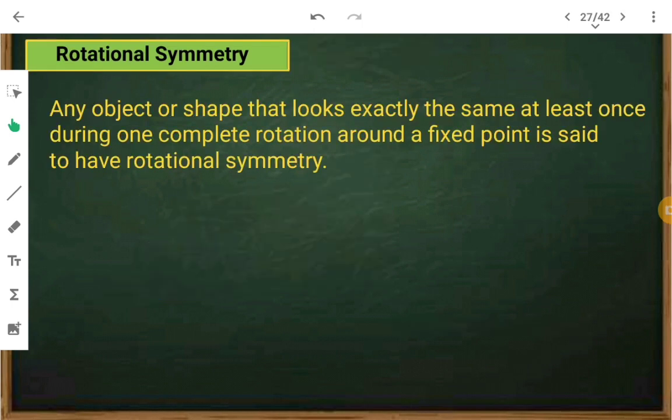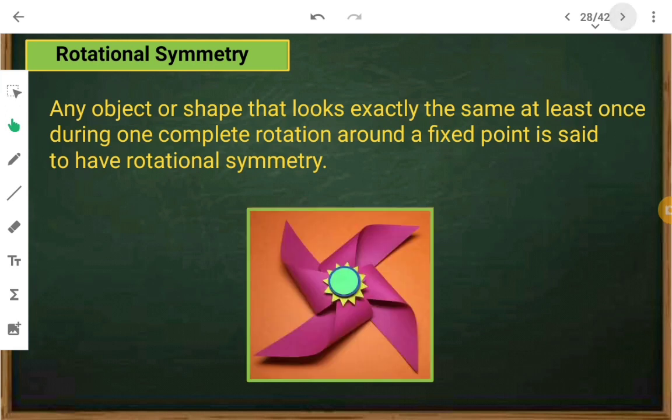And next we are going to see rotational symmetry. Any object or shape that looks exactly the same at least once during one complete rotation around a fixed point is said to have rotational symmetry. I'll show with an example. Have you noticed this? This is one type of fan you will make in a craft, right? This one is a nice example of rotational symmetry.